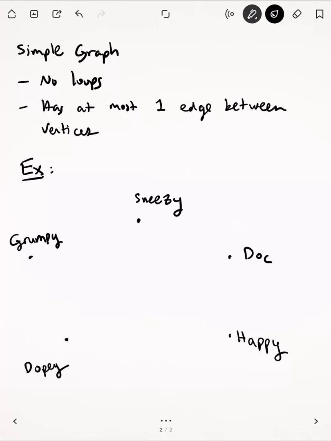So we're looking at a vertex set consisting of different people, and how we're going to relate them, i.e. how we're going to connect them with edges, is to see, let's say these people are at a party, and we're going to connect them with an edge if and only if they had a conversation at that party. So let's just draw this out. So Sneezy talked with Doc and Dopey and Happy.